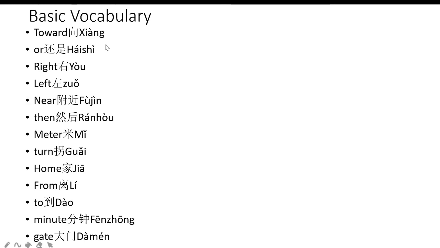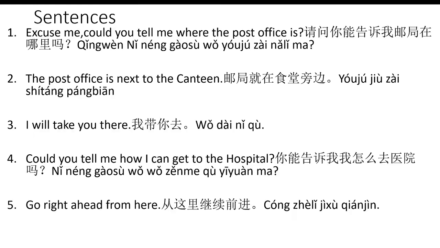Want is Xiang, or is Hai Shi. Right is You, left is Zuo, near is Fu Jin, then is Ran Hou, meter is Mi, turn is Guai, home is Jia, from is Li. Li is basically the distance base. To is Dao. Minute is Fen Zhong. The gate, big gate is Da Men.